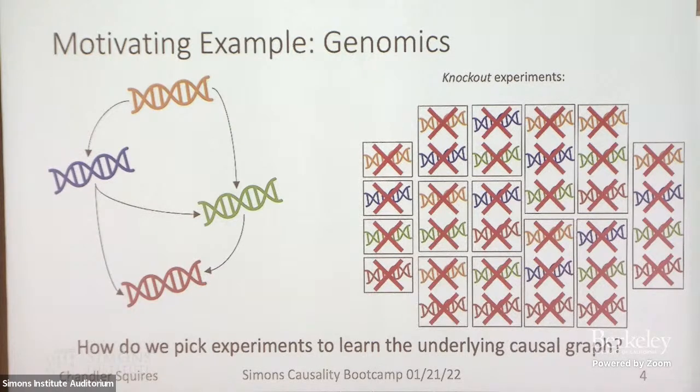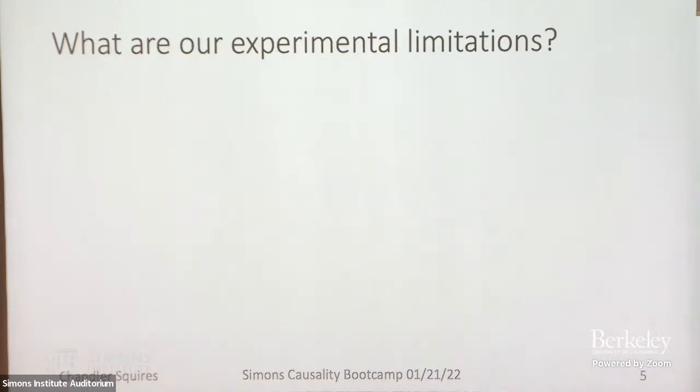And we could probably just intervene on every single thing individually. That's not going to be the most efficient thing. So we're going to be looking at different notions of efficiency or optimality of the experiments that we want to pick. So I'm going to go through some of the limitations that you may or may not encounter in different experimental designs now.